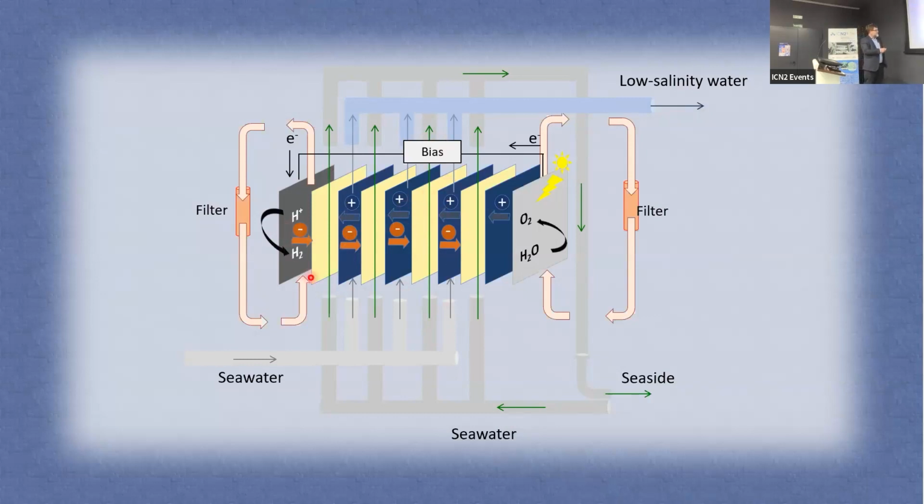In this part, we can use acid wastewater for the reaction, for hydrogen production. And on the other side, we can use alkaline wastewater. So the voltage applied for this device can be decreased. And it's a way for the treatment of wastewater.